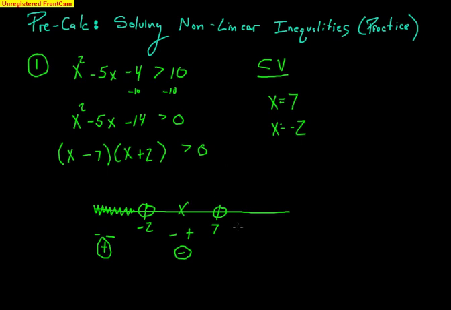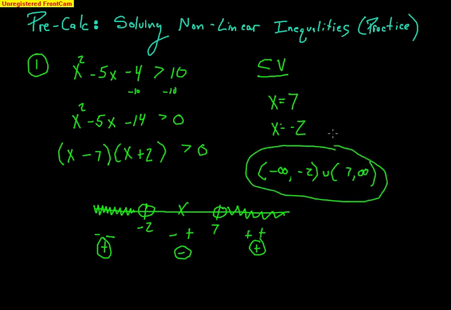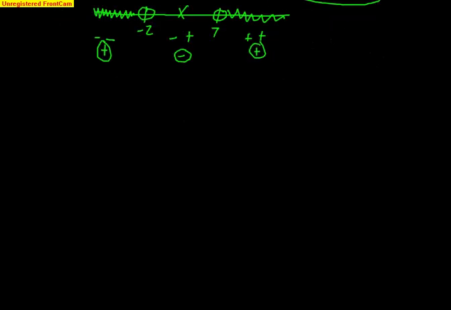A number above 7, like 20. 20 minus 7 is a positive. 20 plus 2 is a positive. Two positives do make a positive. So that means my answers are any number from negative infinity to negative 2, union 7 towards infinity. So those are my solutions to this particular problem. So that first one's a real nice, easy one to get you guys rolling here.